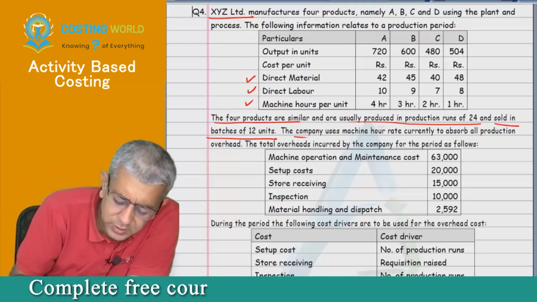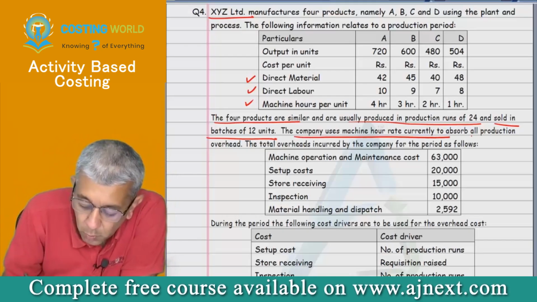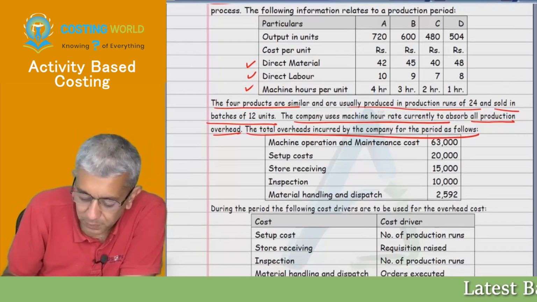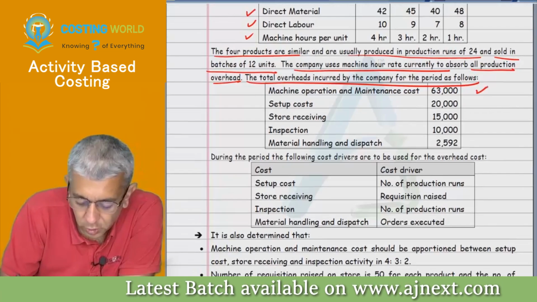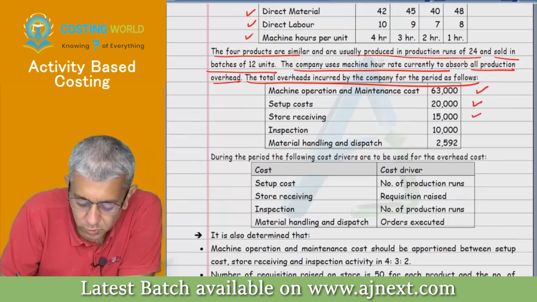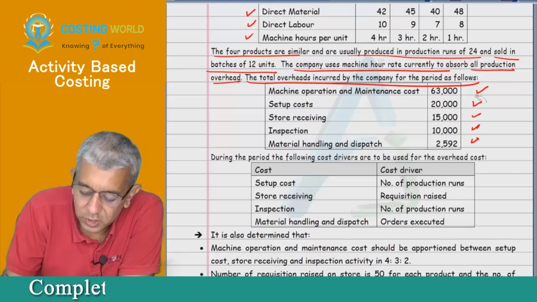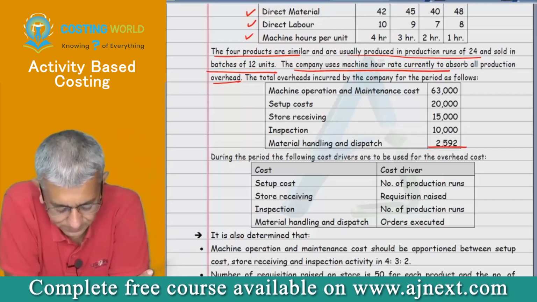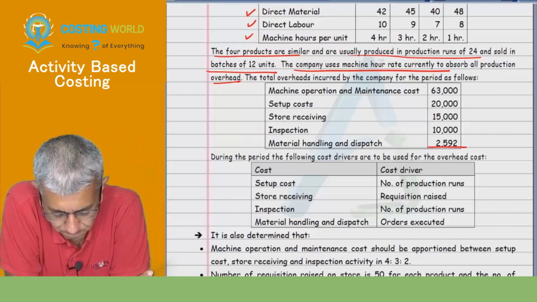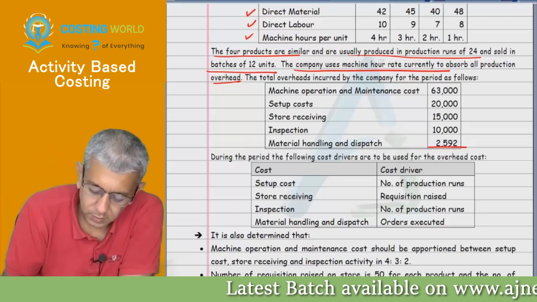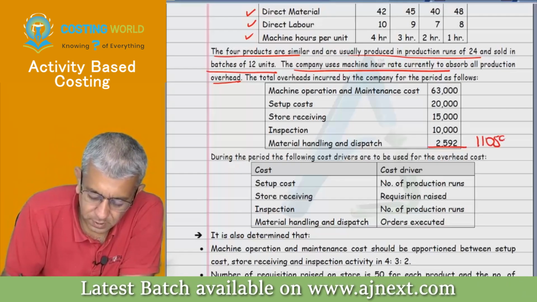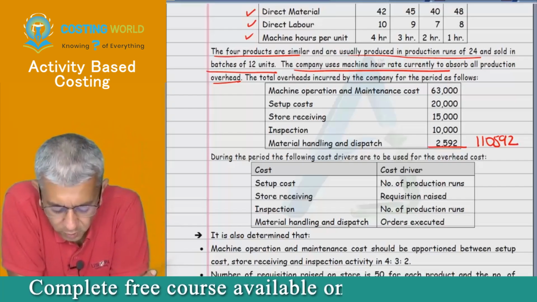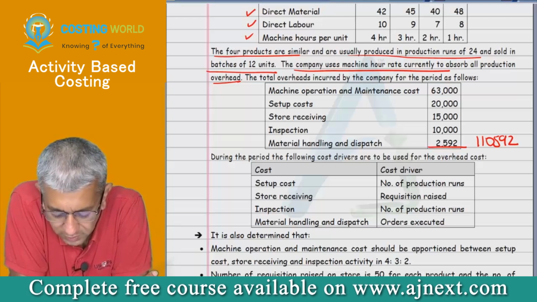The company uses machine hour rate currently to absorb all the production overheads. The total overheads incurred by the company for the period are as follows: machine operation and maintenance cost, setup cost, stores receiving, inspection, material handling and dispatch. Please just total up these 5 costs and tell me the total. $110,592. Okay, further.